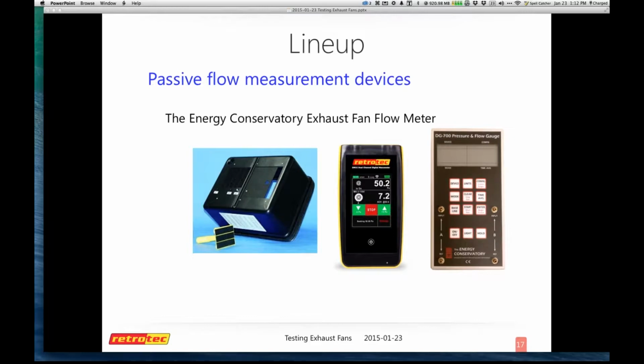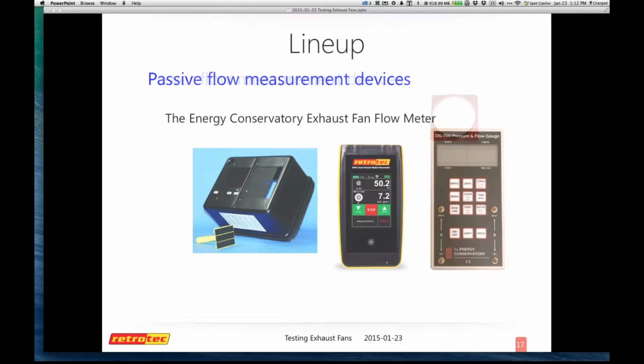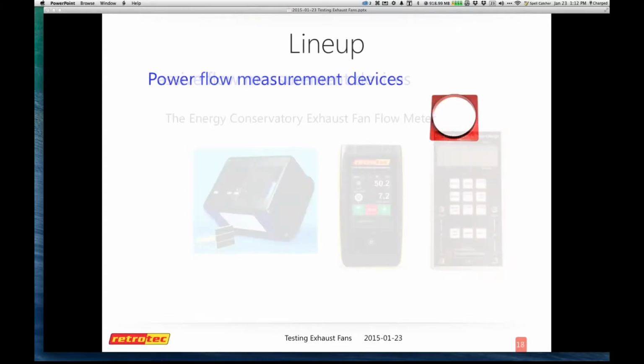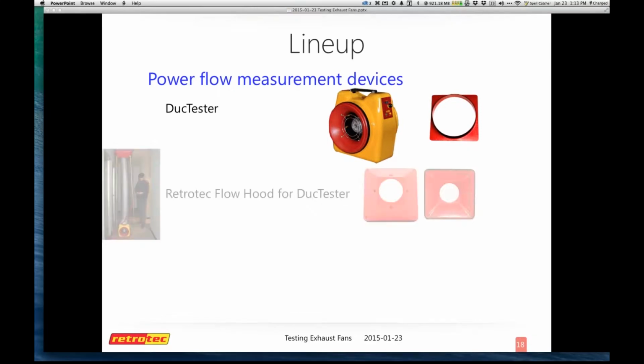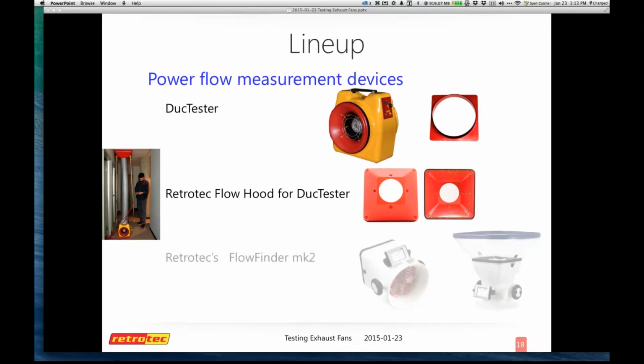There's also a Retrotec flow hood, which allows you to use it in combination with a DucTester. And Retrotec has the gold standard of flow measurement, whether it's passive or a supply type of device. It is the FlowFinder. It is a powered flow hood, and it's capable of registering incredibly low numbers. I've measured up to around 400 on its normal range, and it can go up to 500-600 CFM on an interpolated scale that it has.